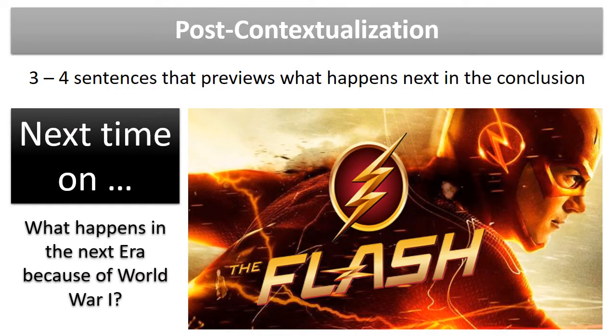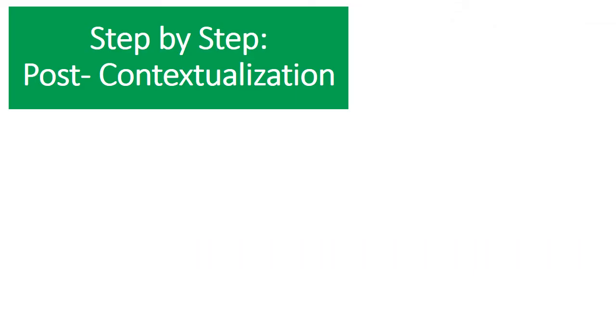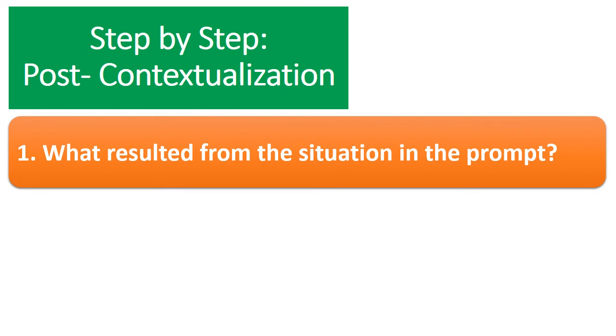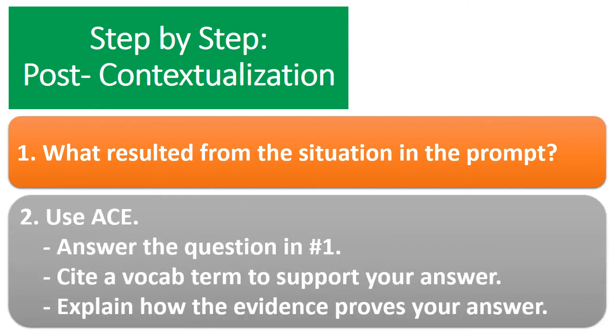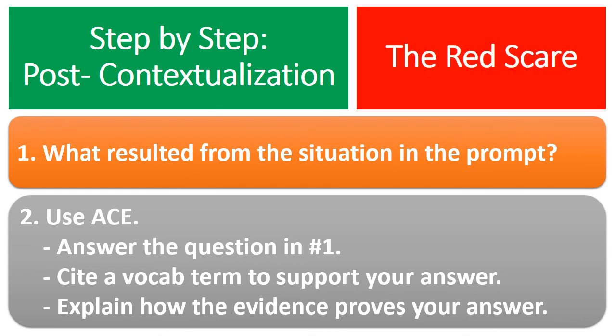Just like in the LEQ, the post-contextualization of a DBQ is going to preview what happens next in the conclusion. This will be the end of your conclusion paragraph where you talk about what's next. So let's real quick go through step by step of the post-contextualization. You need to think about what resulted from the situation, the prompt. Remember, the prompt is about World War I, so what's going to be the result of World War I? You're going to ace that effect. Here, I want you to use the Red Scare. The Red Scare is at the end of chapter 21. Use that information to come up with an effect of World War I that impacts the Red Scare.